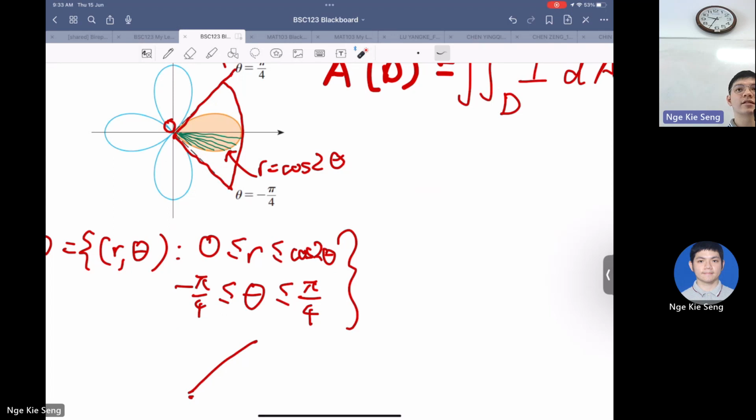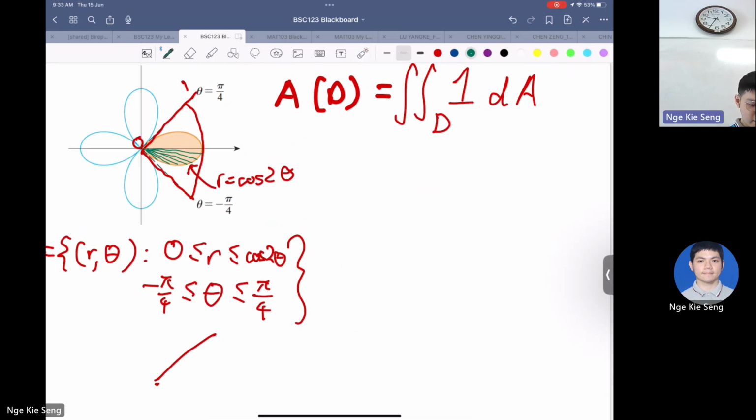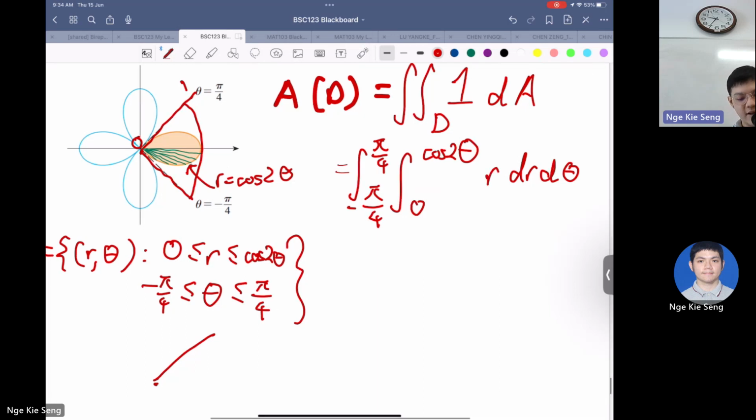Any questions? Still confused? In other words, our integral goes from minus pi over 4 for the angle, and for the radius from 0 to cos 2 theta, dr. Is this enough? There is still an r. When you change to polar coordinates, you must have an extra r. Later we'll call this a Jacobian.